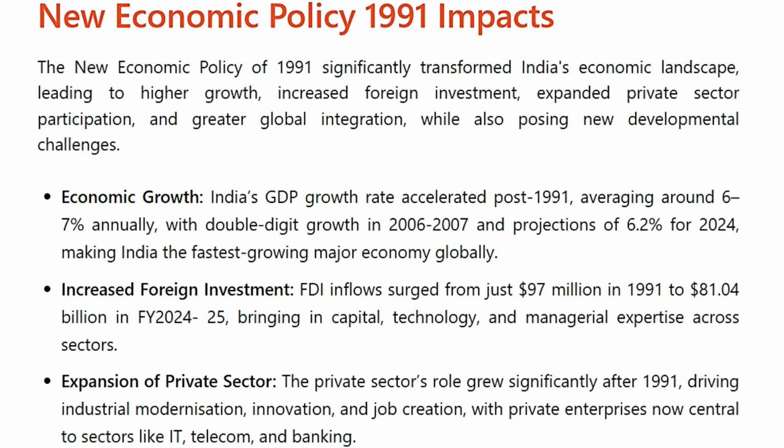Economic growth. India's GDP growth rate accelerated post-1991, averaging around 6 to 7% annually, with double-digit growth in 2006 to 2007 and projections of 6.2% for 2024, making India the fastest-growing major economy globally. Increased foreign investment. FDI inflows surged from just $97 million in 1991 to $81.04 billion in FY 2024-25, bringing in capital, technology, and managerial expertise across sectors.